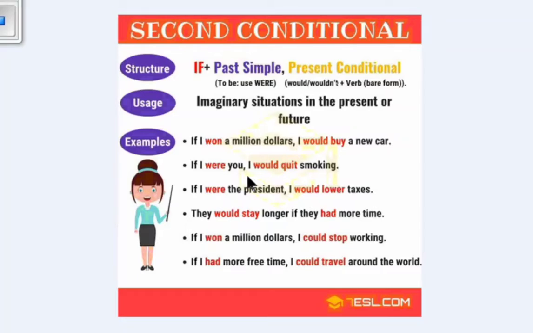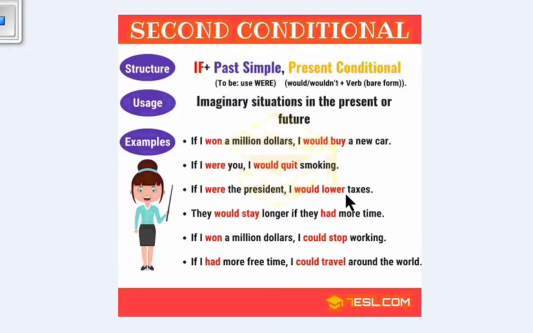Please stop smoking. Look here. If I were the president, I would lower taxes. Of course, I'm not the president and I can't be the president. So this is an unreal situation. So again, with giving advice and with unreal situations, impossible situations, we use were instead of was with all of the persons. Because as you know that when you were in primary 2 or 3, we said that I was, he was, she was, it was, they were, you were, we were.